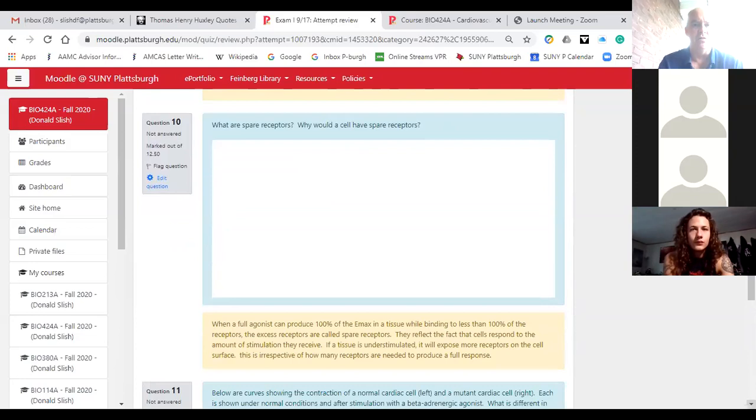What are spare receptors? So the full agonist produces 100% of tissue response, but it doesn't have to bind to 100% of the receptors. That means there are some spare receptors there. And why does it have spare receptors? Because the cell is modulating how much input it's getting from the environment. So if it's not getting a lot of input, it puts more receptors out. If it's getting a lot, it pulls them back. But neither of those processes is determined by Emax, okay? So the Emax effect is not determining how many receptors are going to be there.